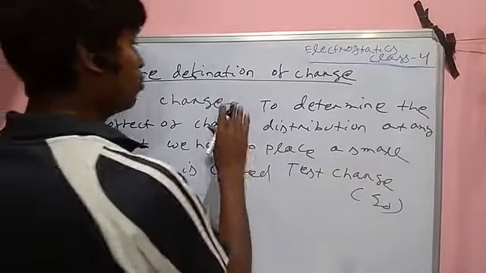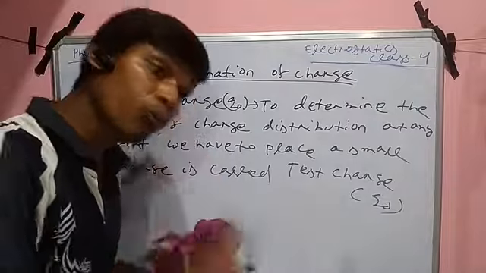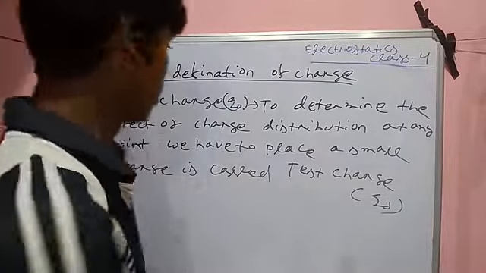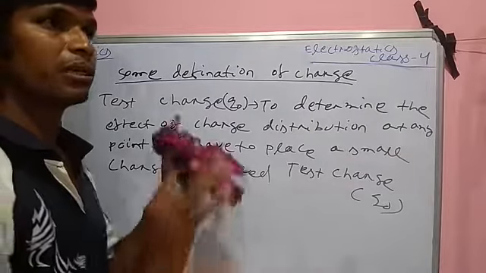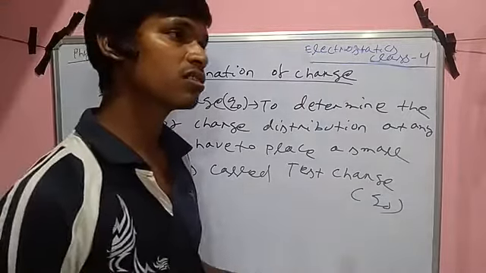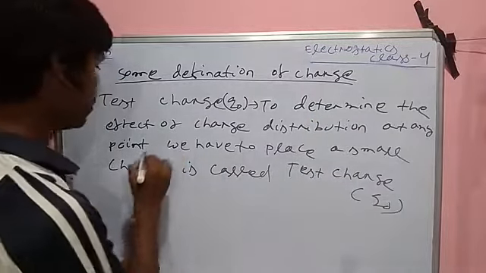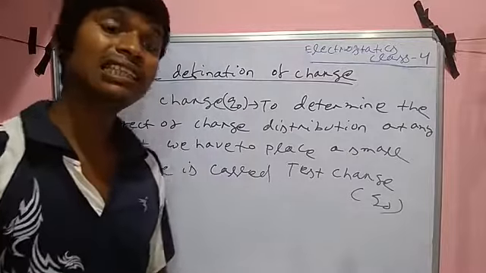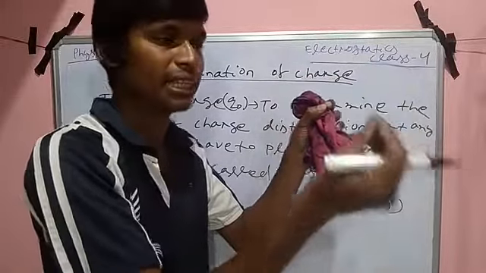Source charge denoted as q, test charge denoted as q0. That is the basic idea of electric charge, then point charge, then source charge, then test charge. Now we will discuss interaction force. To determine the effect of charge distribution at any point we have to place a small charge. The electrostatic effect is created by electrostatic force; if a charge is kept at a distance, electrostatic force acts, and that is the interaction force.